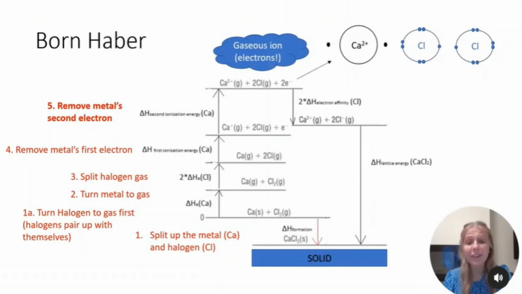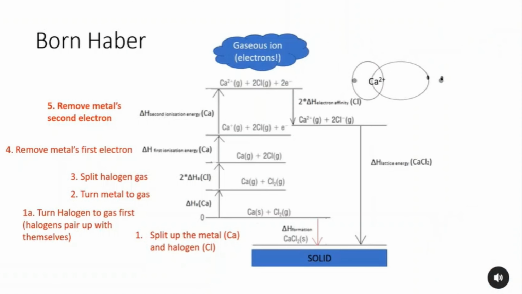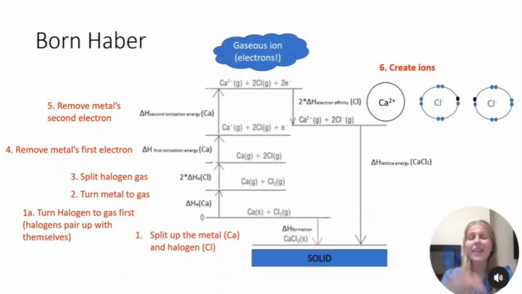So what we're left with is calcium 2 plus with 2 electrons. As you can see, those 2 electrons have come off the calcium, and then 2 chlorines. All of this is in the gaseous state, because remember at the very top everything is gas. And then coming back down, it is the enthalpy change of the electron affinity of chlorine.